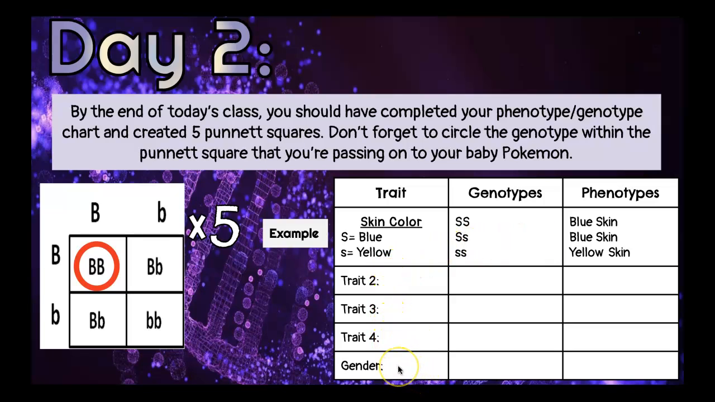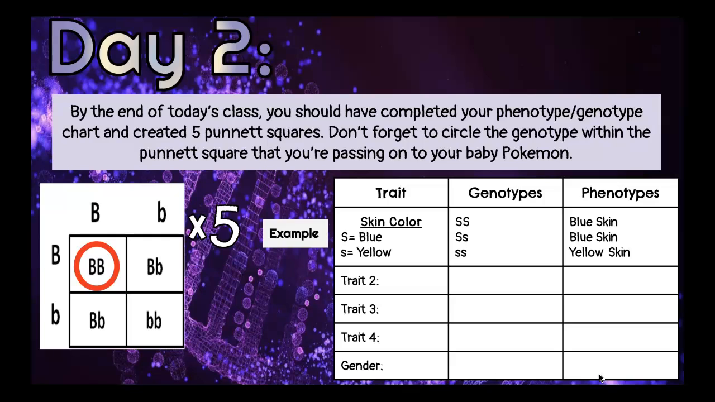The gender one is a little different because there's only 2 genotypes for gender. It's XX and XY. And we know XX gives the physical trait of female, and XY will give the physical trait of male. And then you're done with your phenotype and genotype chart.